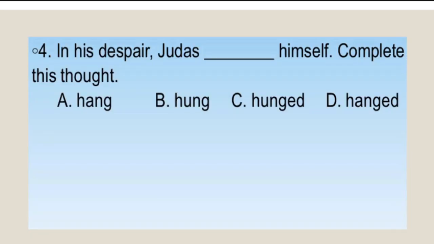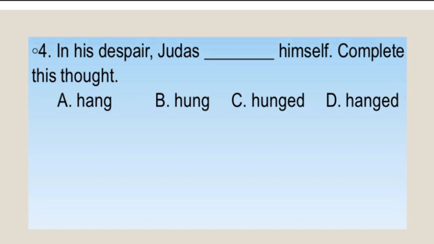In his despair, Judas blamed himself. Complete this thought. Now, this is an item wherein you are going to examine the grammatical structure of the sentence. It lacks a verb. If you look at the options, you see there the verb hang. Hang can be regular or irregular. If you mean to suspend something, then it is irregular. If you mean to kill someone by hanging, then the verb hang is regular.